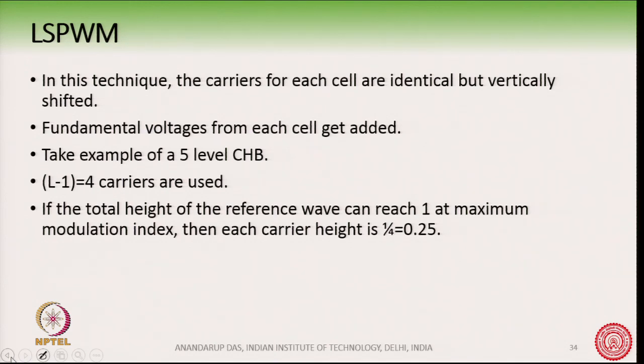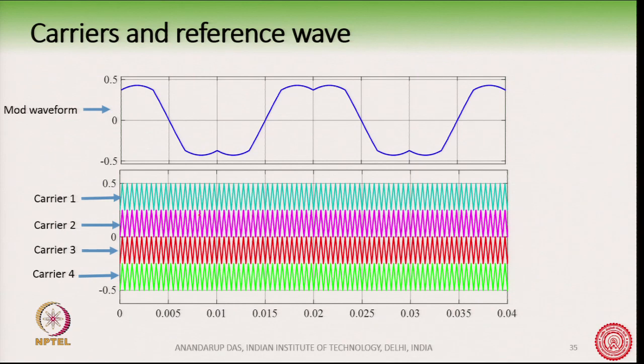So, like before in phase shift PWM, the fundamental voltage from each cell gets added up, because basically it is a series connection of H-bridges. So, the fundamental voltages by the connection itself will get added up. Now, let us take the same example as before, the 5 level CHB, and for a 5 level CHB we will need 4 carriers, L minus 1, and these are shown here with different colored carriers in this diagram.